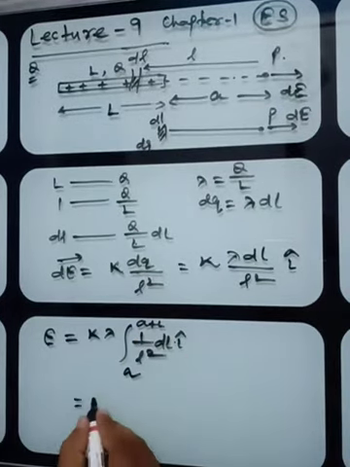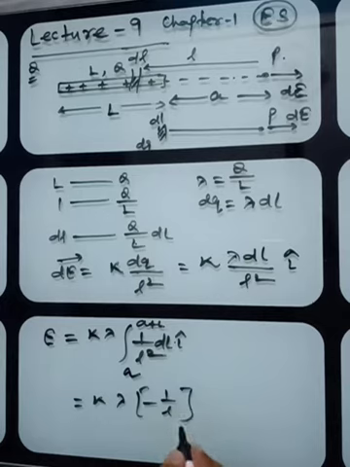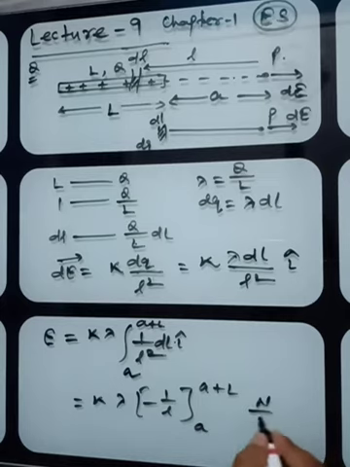k lambda, and the minus 1 by L, integration of 1 by L square, integrating from A to A plus L. It is in Newton per coulomb. You can find the answer. I don't think I need to find the complete answer, student. I'm having a question from NCERT, student.